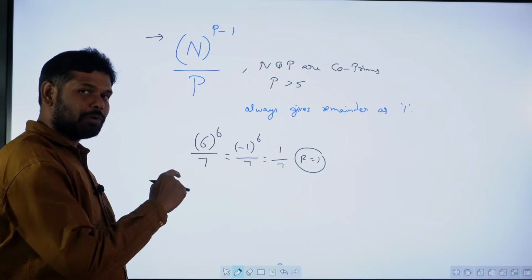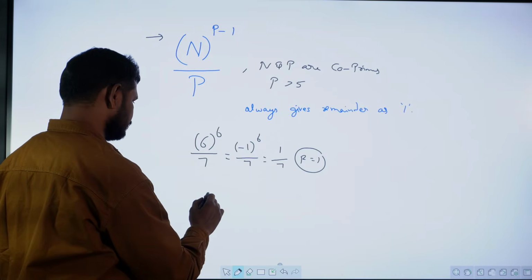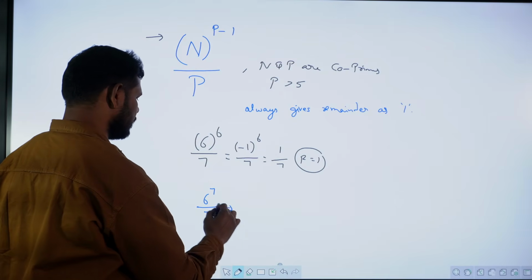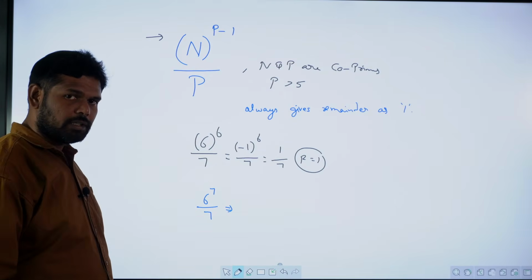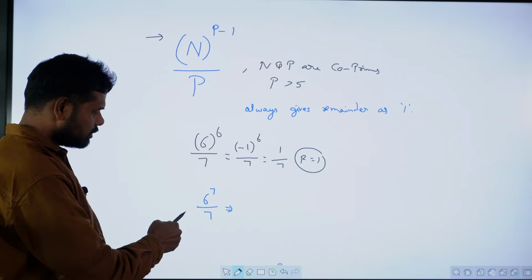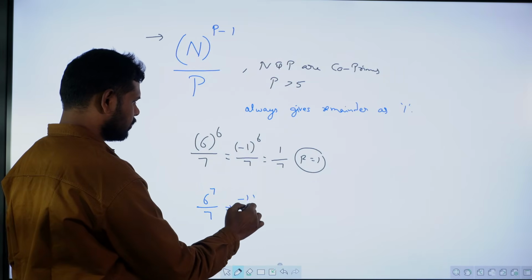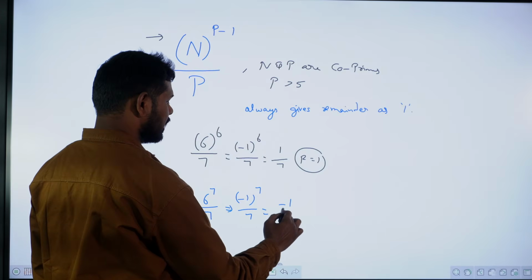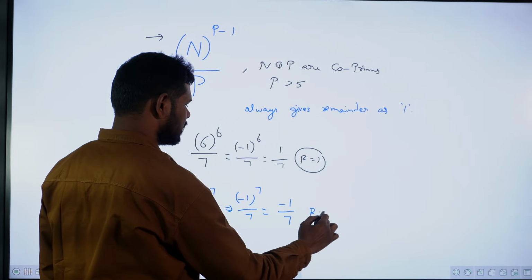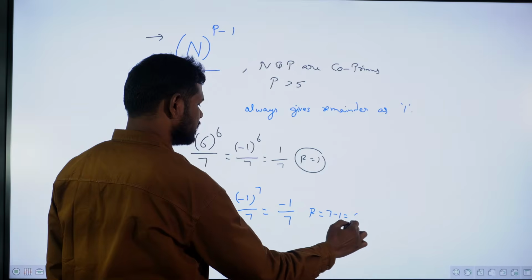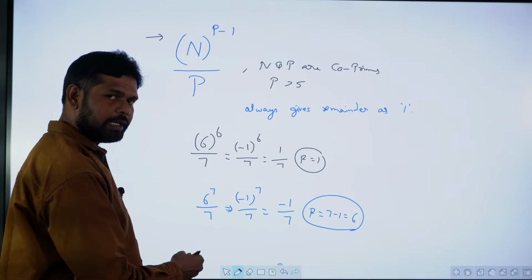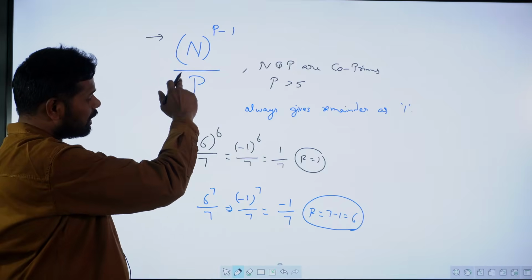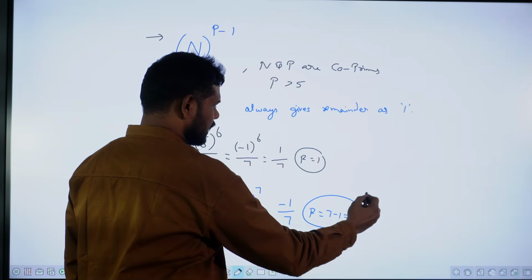Instead of that, the question is framed like this: 6 power 7 is divided by 7. What is the remainder? It is very easy to find out. 7 minus 1, whole power 7, by 7 equals minus 1 power an odd number, minus 1 by 7. The remainder is 7 minus 1, 6. That's it. By the traditional way, we know that. By applying this rule, how are we going to calculate?